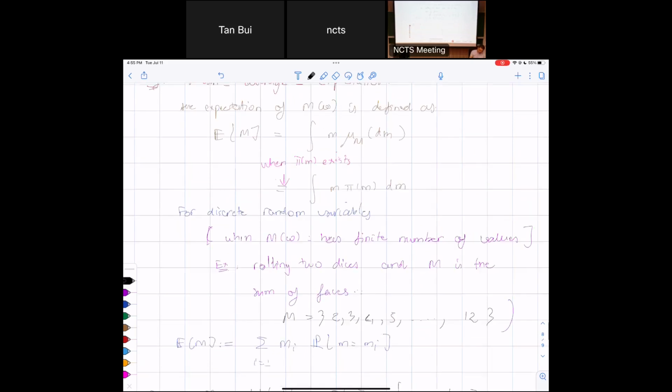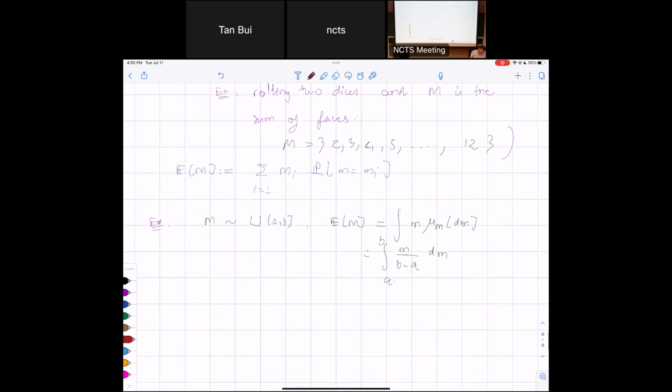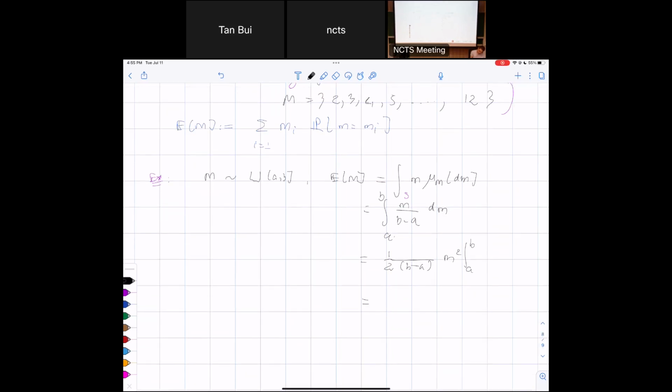By the way, I'm sorry, I should have done this. This is the integral over the state space. In our case, the state space is actually [A, B]. So if you carry it out, this is 1/2 times M squared over B minus A, evaluated from A to B. So what you get is actually (B plus A) over 2.